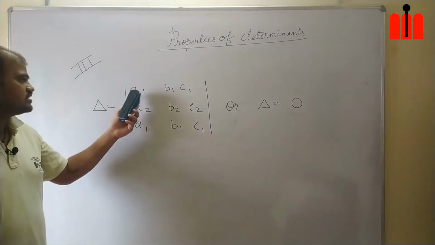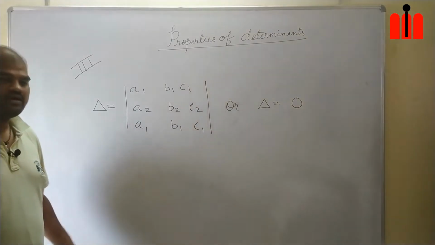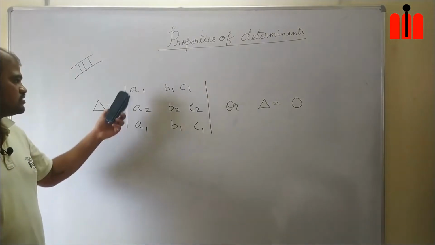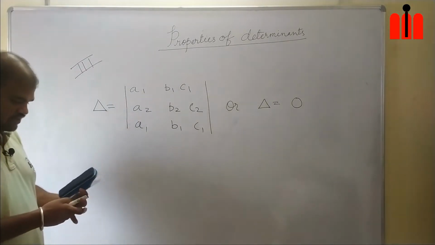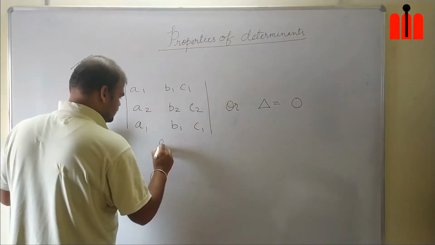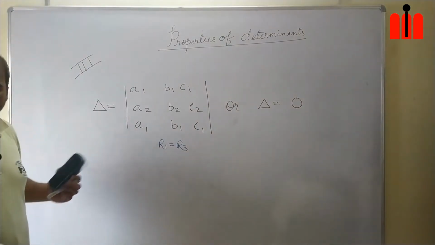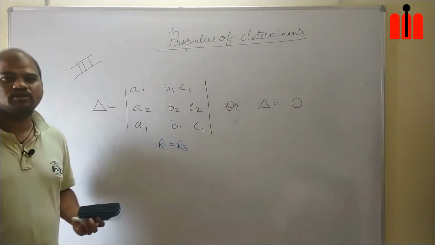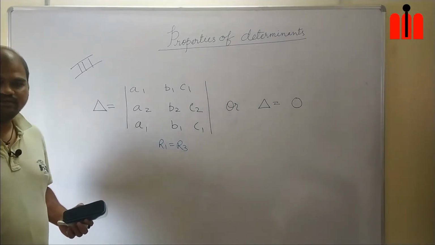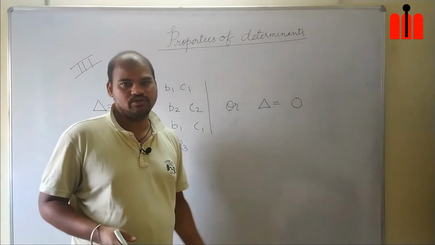You can see it is A1 B1 C1, and here also it is A1 B1 C1. Both the rows are identical. What are the rows? R1 and R3. So what is the change that happened? The change is R1 is equal to R3. Not only rows, columns can also be identical. If any two columns are identical, then the determinant will be 0.